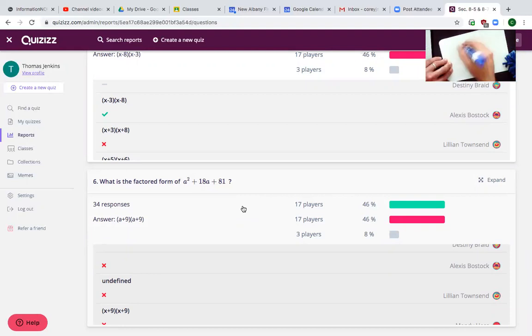What's the factored form of a squared plus 18a plus 81? A couple of you guys missed this one because you had x instead of a, but you did the right math. So starting out with this might be helpful. All right, so what's going to multiply to give me 81, add to give me 18? That'd be 9 and 9. So you could write it that way, or I was impressed that some of you guys typed it in like this using the caret key.